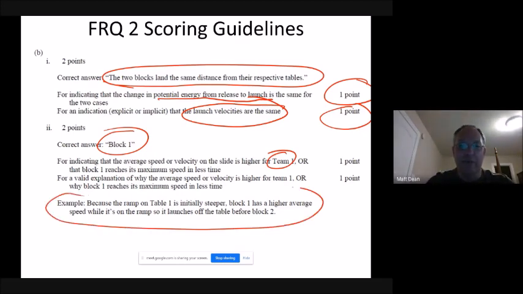Here's a good example. This is kind of how I would answer it. Because the ramp on table 1 is initially steeper, block 1 has a higher average speed while it's on the ramp, so it launches off the table before block 2. It gets up to a higher speed faster. That's really what they want you to talk about. All right, any questions on FRQ2?